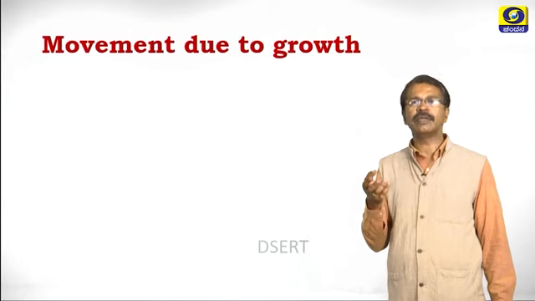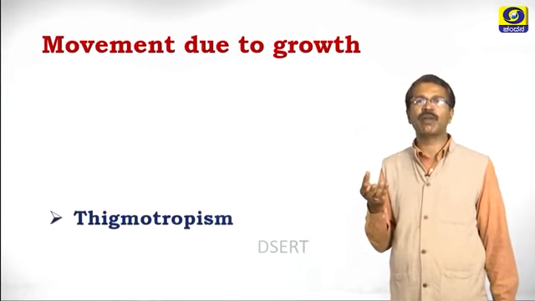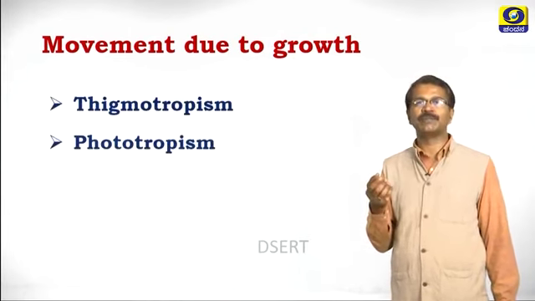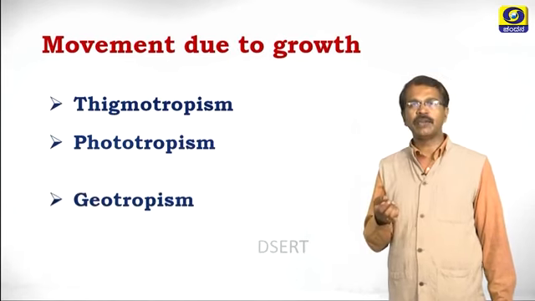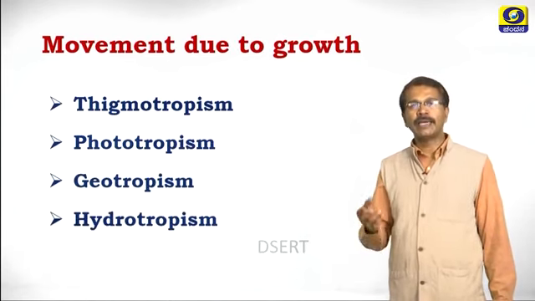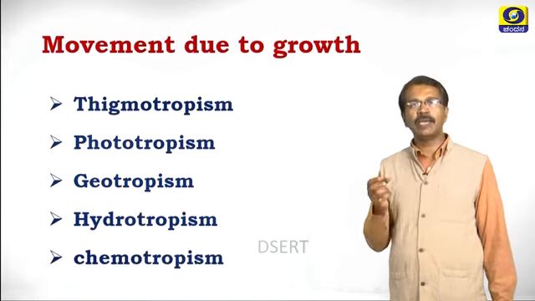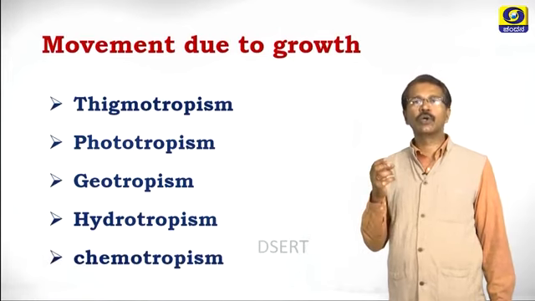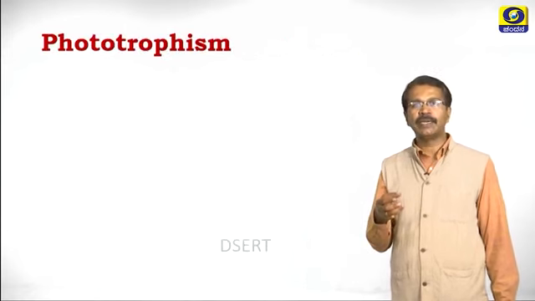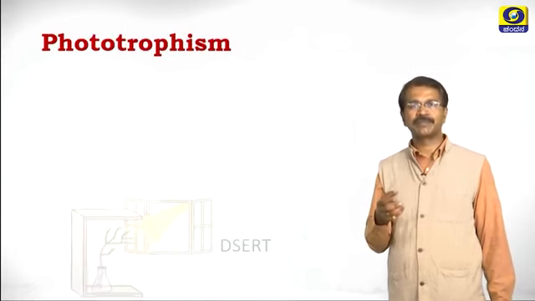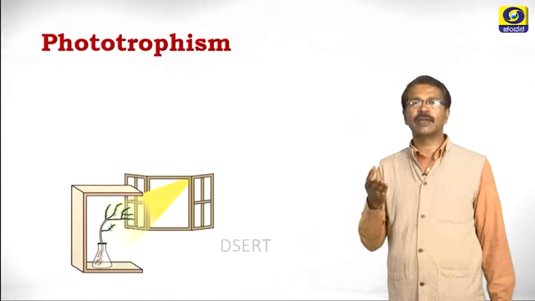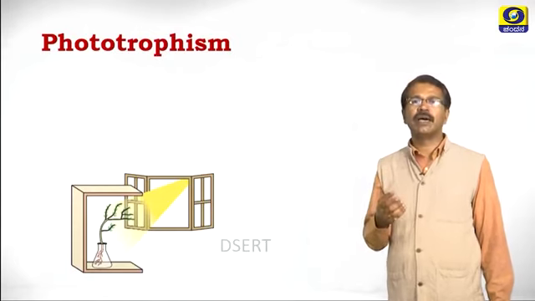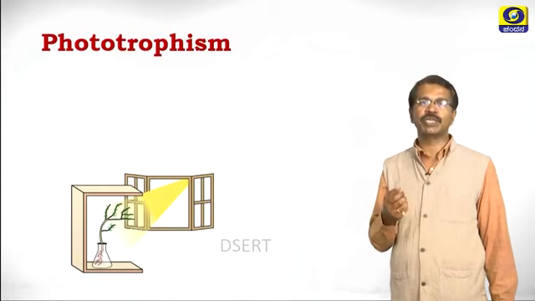Next, come to other kinds of growth movements in plants: Phototropism, Geotropism, Hydrotropism, and Chemotropism. These are all growth movements. Now, let us study each one in detail. Phototropism. Look at this diagram. You might have seen this diagram picture in the textbook itself.